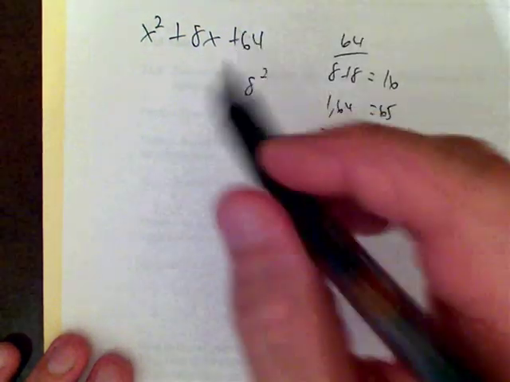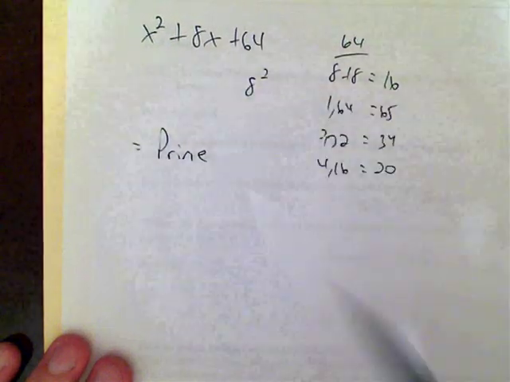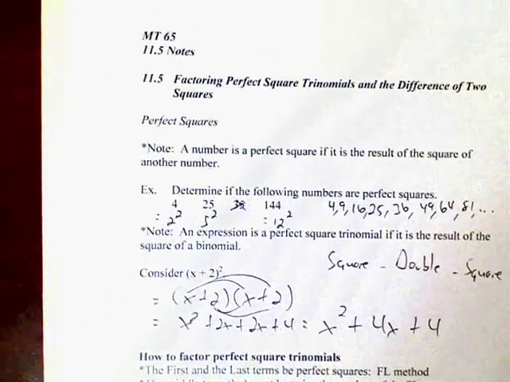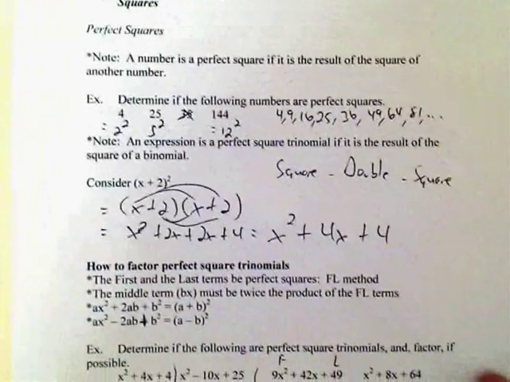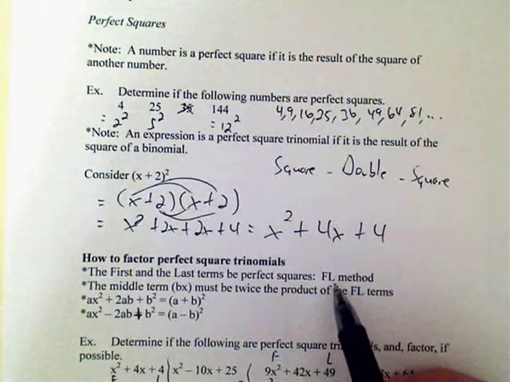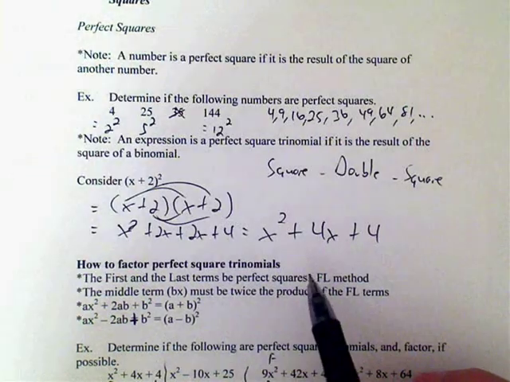Anytime that happens, it's prime. Not everything is going to factor. Keep that in mind. So with a perfect square trinomial, I recommend using the first and last method. Use the pattern if you feel comfortable with it, but I strongly recommend the first and last method.